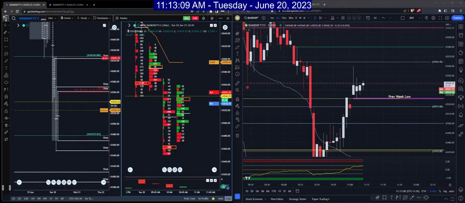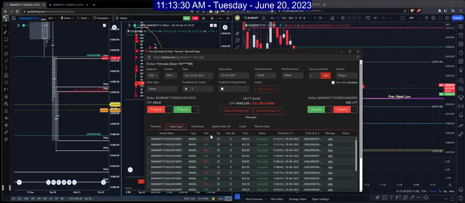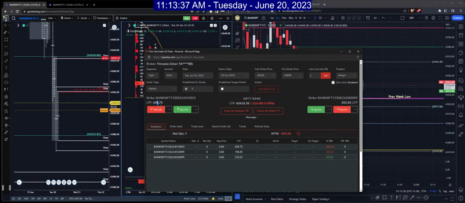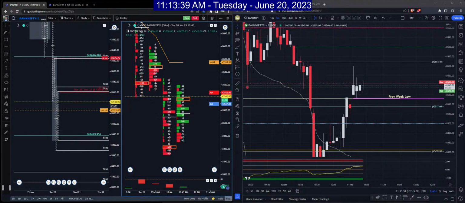And the call prices are dropping now. Call premiums are dropping, and it hit my SL. Okay, that's fine. So it hit my SL at 430 point, and now it is again moving higher. So it is in a stop hunting mode now.